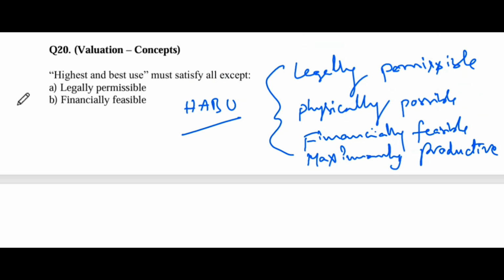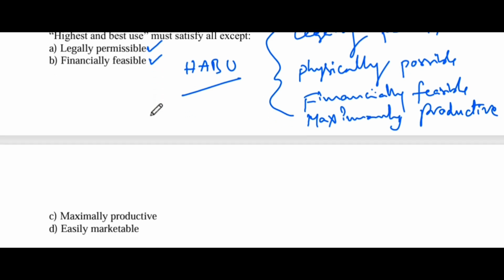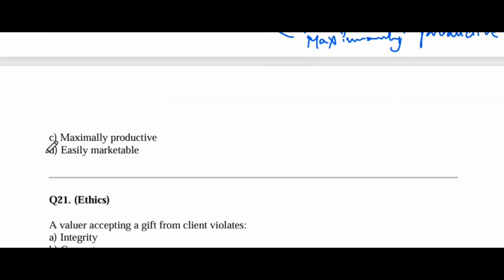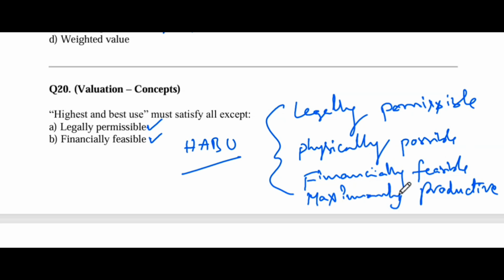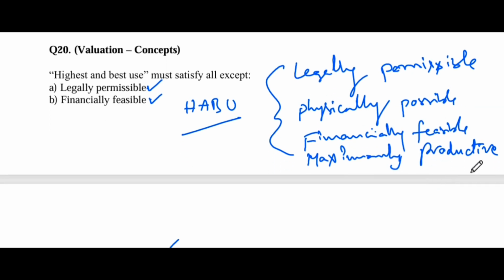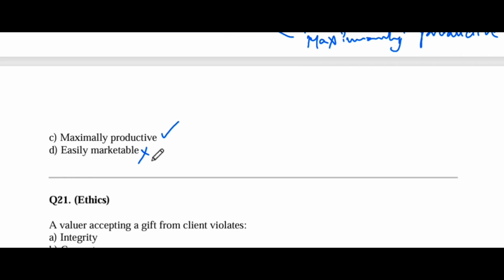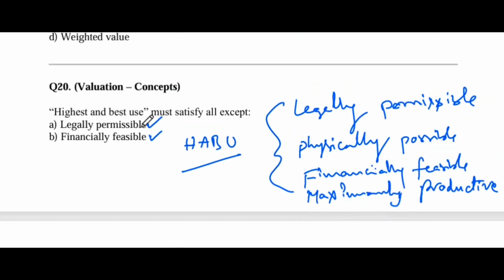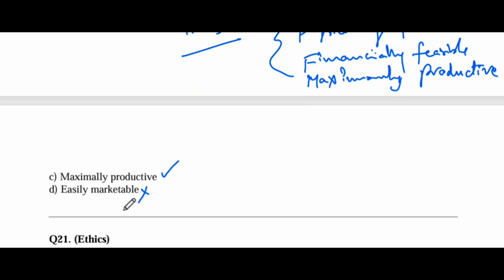So what will be the answer? Highest and best use must satisfy all except: legally permissible, it is satisfying. Financially feasible, it is satisfying. Maximum productivity is satisfying. So it is not easily marketable. HABU contains legally permissible, physically possible, financially feasible, maximally productive. Easily marketable comes under promotion, so it doesn't refer to HABU. The answer would be easily marketable. This will be the correct answer.